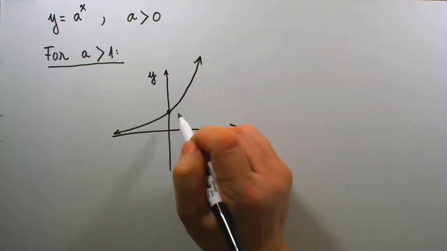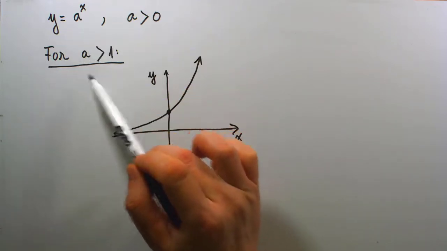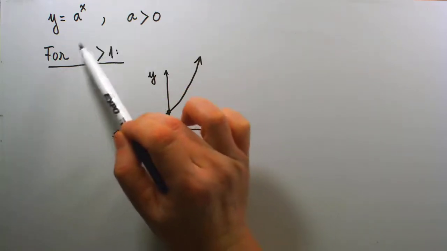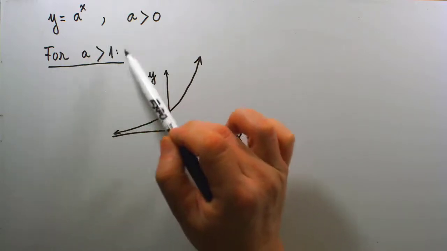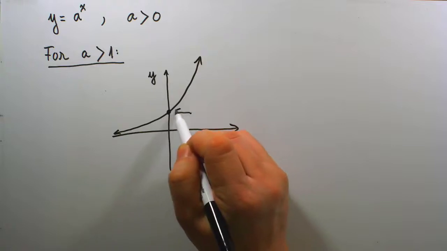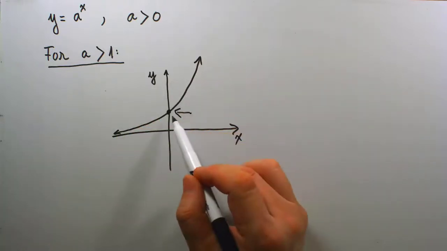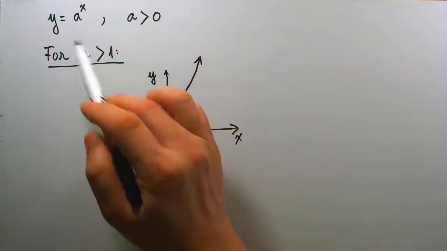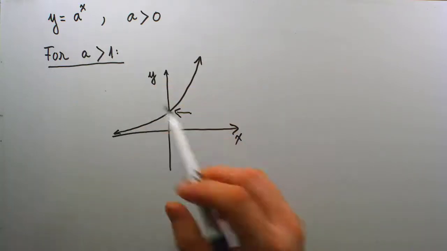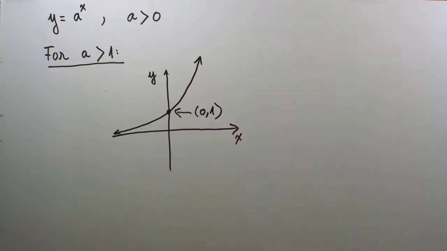And for any exponential function a to the x, for now focusing our study on base greater than 1, it looks so far that every exponential function with base greater than 1 passes through that point (0, 1).